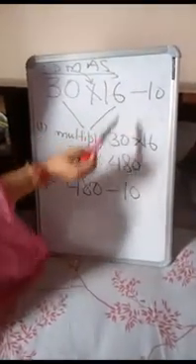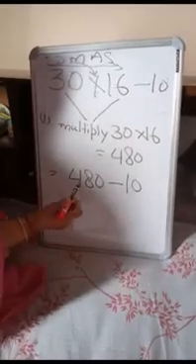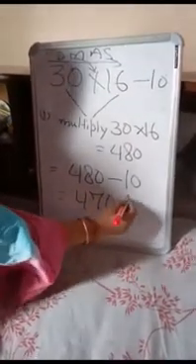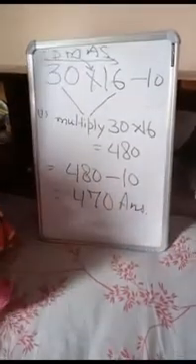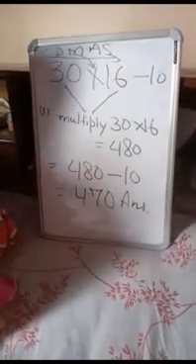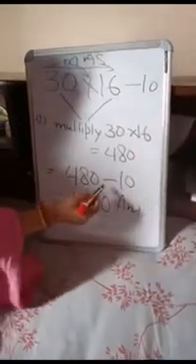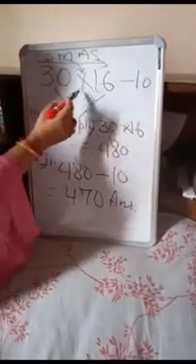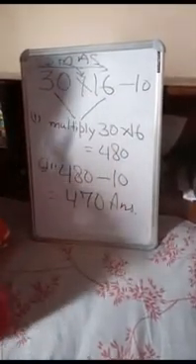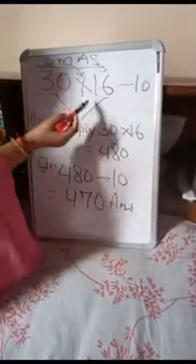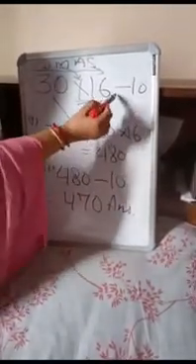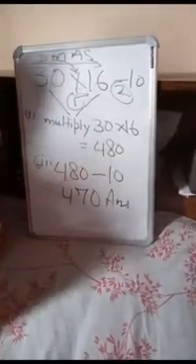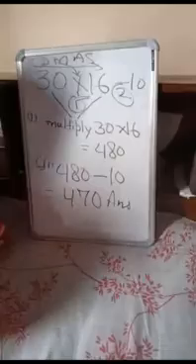Then we will do the subtraction. So what will we get? 480 minus 10 is 470. So this is the answer. Understood, children? Firstly we did multiplication, then we did subtraction. This is the second step. We can't do any operations at a time, so we have to do it step by step. First is multiplication, then subtraction, according to the rule of DMAS.